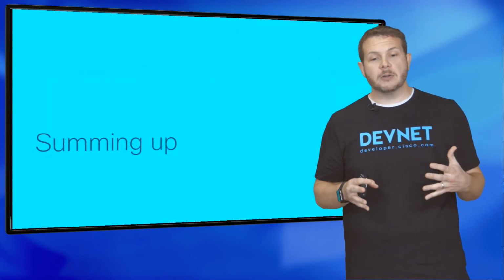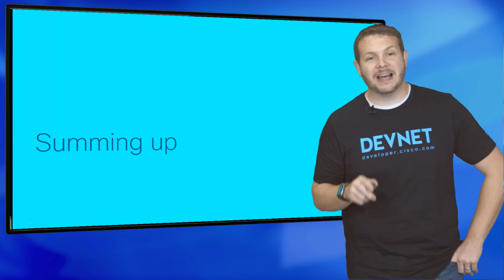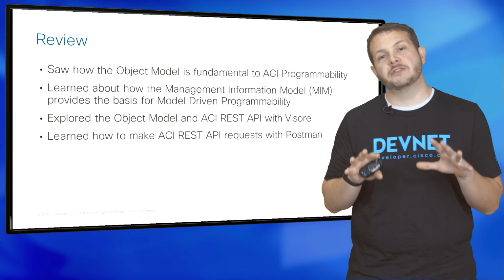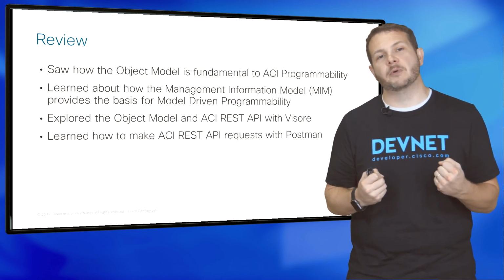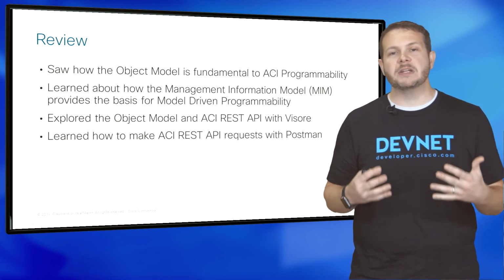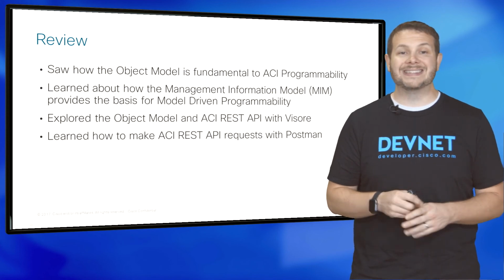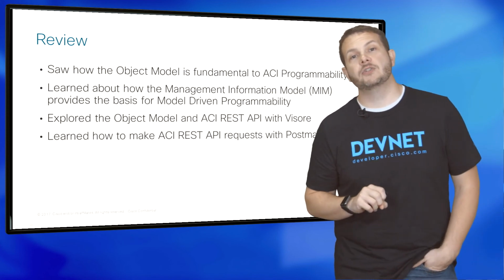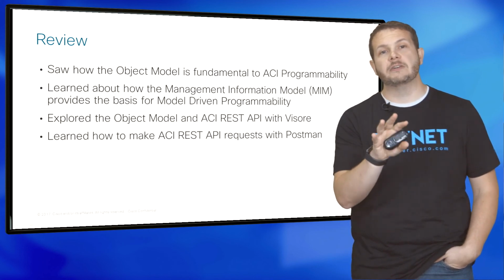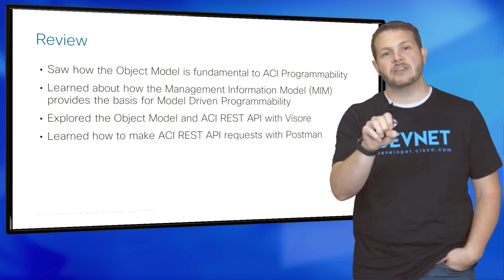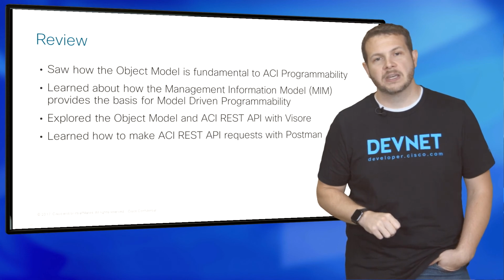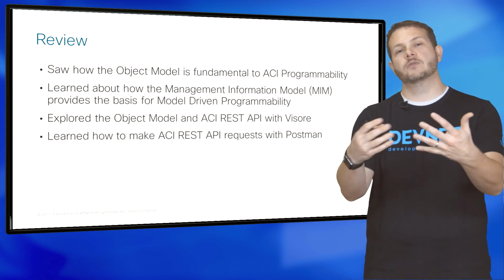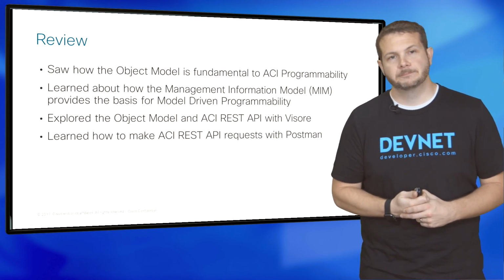All right, in summary, we took a quick look at the ACI API as well as the object model. We saw how that object model is fundamental to everything inside of ACI programmability and how the management information model actually provides that basis for everything that we do. We explored the object model using Visore, the built-in utility for data model navigation inside of ACI. And then finally, we saw how we can take those API calls from Visore and make those requests using Postman.